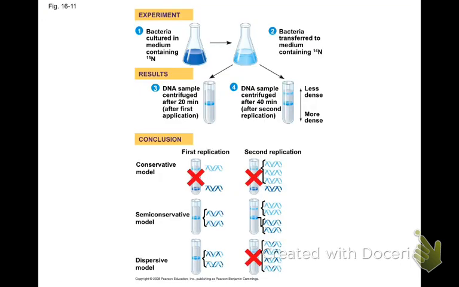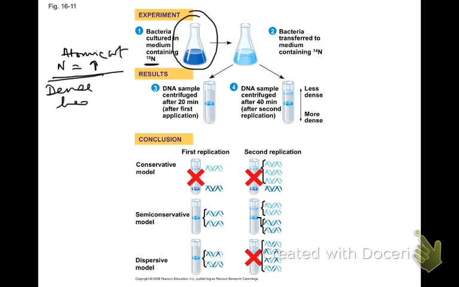So the first thing to understand in this is bacteria are first grown in a medium which has got N15. What does N15 mean? N15 means the atomic weight of this nitrogen is higher, right? And so it will be more dense or heavy. So whatever DNA is being made by this bacteria will be heavy.